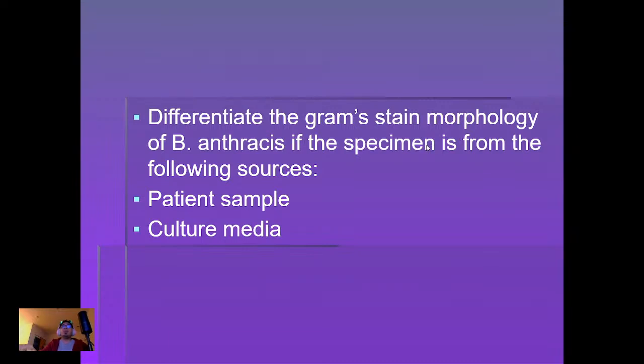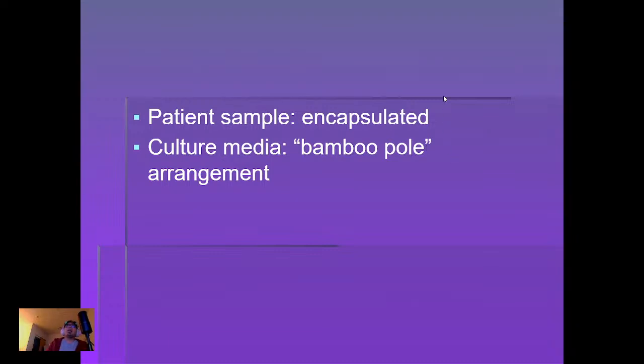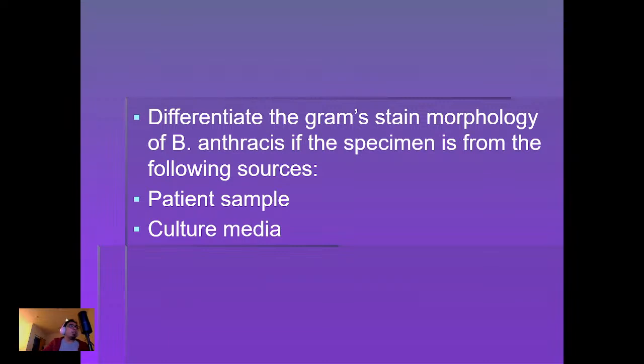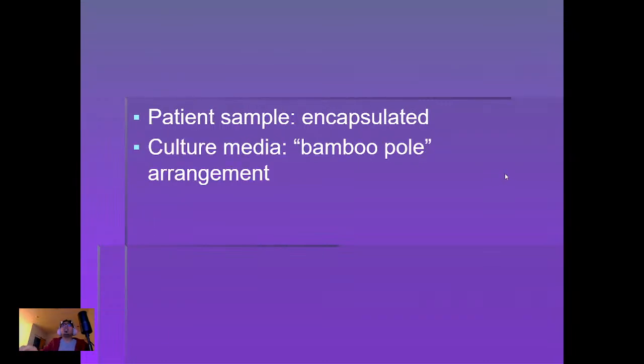Okay? Now, we also have to differentiate gram stain morphology of Bacillus anthracis on other specimens. If it's from a patient sample, it will be encapsulated, but in culture media, you'll see it as bamboo pole. So be mindful. Some specimens look different when you take them from a patient sample, like for example, a direct wound swab. That's where you see the encapsulated appearance. So you won't see the bamboo pole or the boxcar appearance. You'd see that when you culture it, and then you look at it in the microscope with your gram stain.